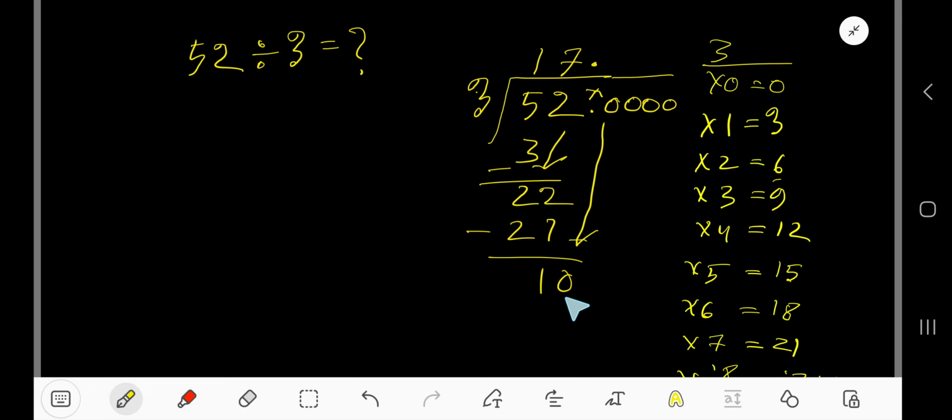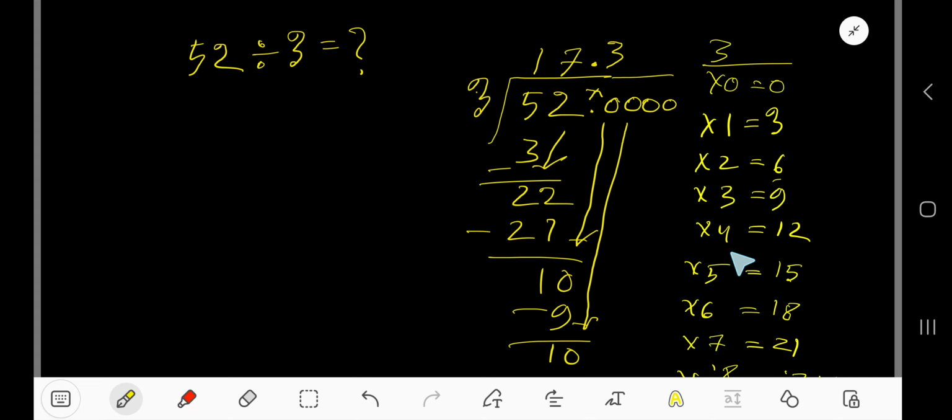Now 3 goes into 10 how many times? 4 times 3 is 12. Okay, 3 times actually. 12 is greater, so 3 times. Write 3. 3 times 3, 9. Subtract, 1. Bring down the next zero.